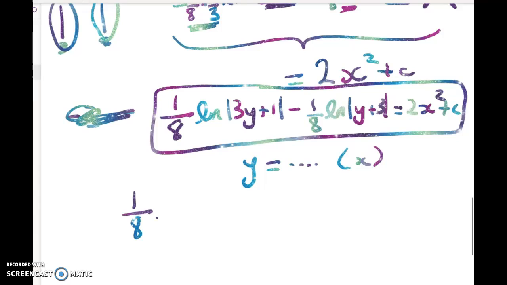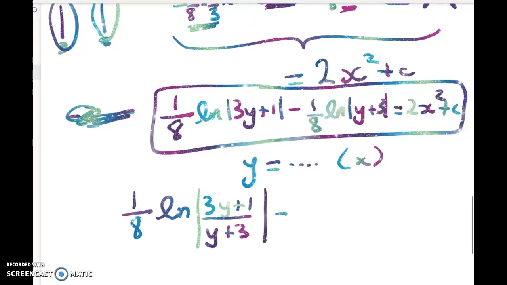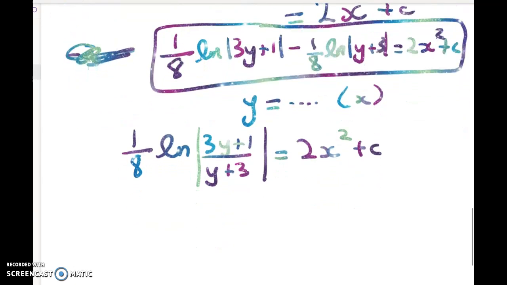So we're going to combine the logs now into 1/8 of the natural log of (3y plus 1) over (y plus 3), and that equals 2x squared plus c. We could keep on working this through, but it's a good place to stop and work out what the plus c is, because I know that (0, 1) is on the curve.